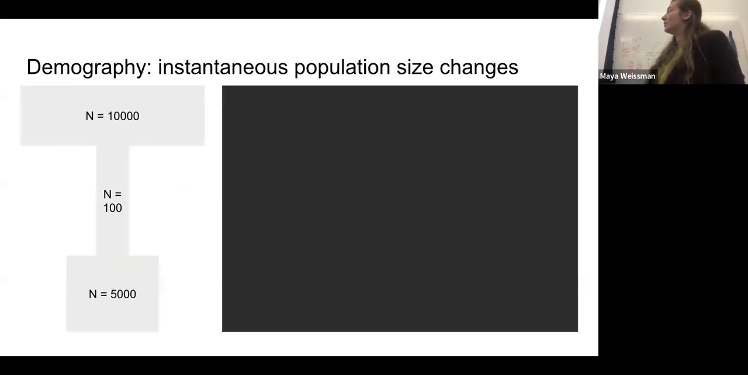Okay, so demography just refers to things surrounding population size and movement. It can refer to instantaneous population size changes like this one. Let's say we wanted to simulate a large population size, then a bottleneck for several generations, and then it expands back out into a larger population size.